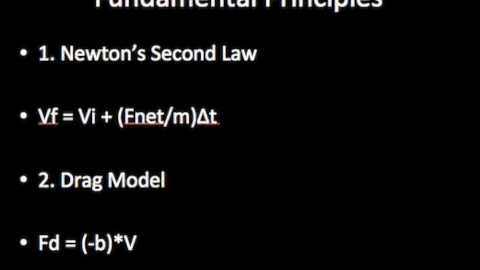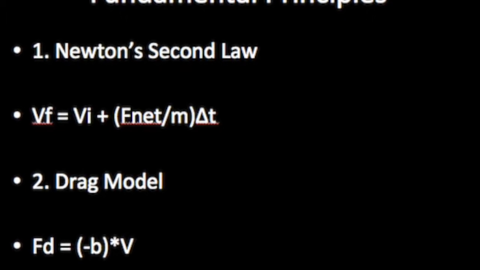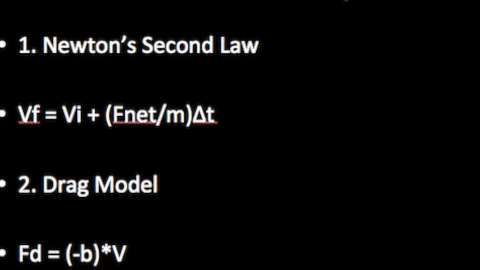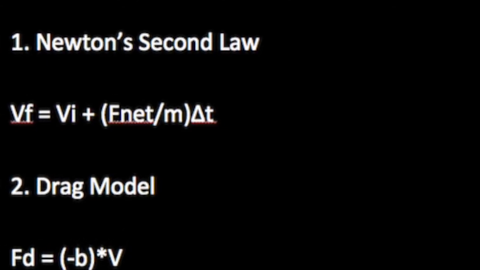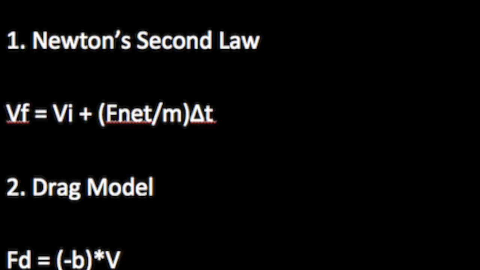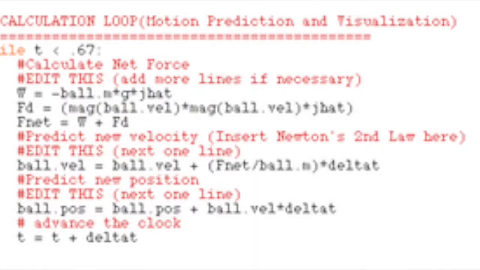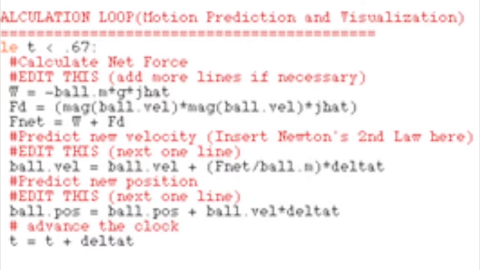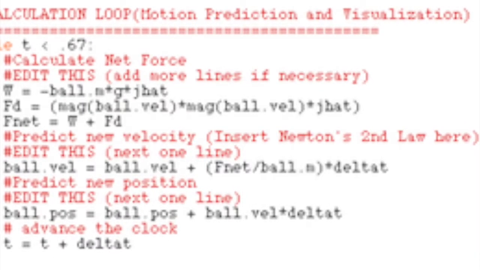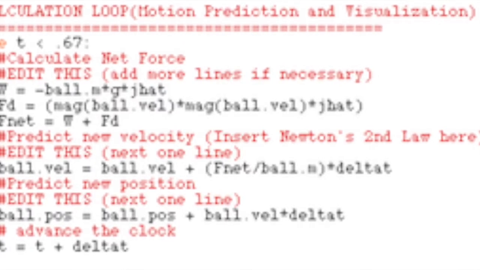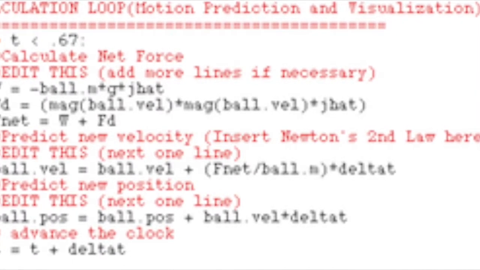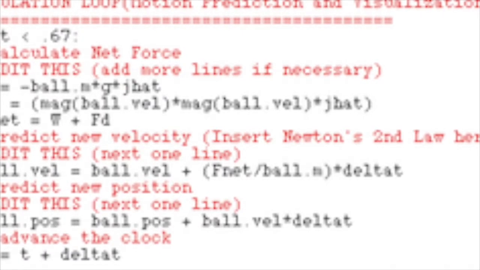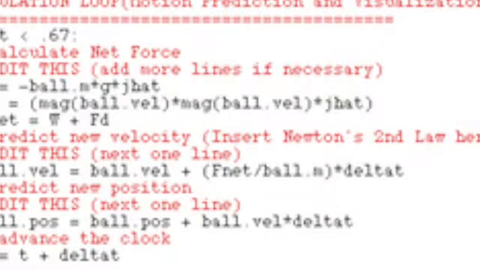The fundamental principles we will be using are Newton's second law and the drag force equation. Newton's second law, which is velocity final equals velocity initial plus net force over mass times change in time, will be separated into each variable in the Python code to form predicted calculations. In addition, we will use the drag force equation to predict the calculations with an additional drag force. The drag force equation is a negative drag constant, determined by the air fluid, times the velocity.